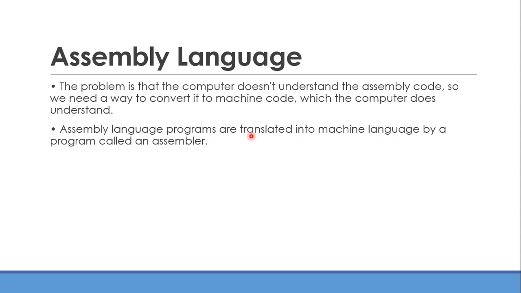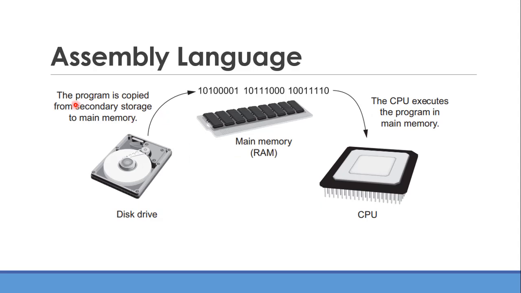Assembly language programs are translated into machine language by a program called an assembler. A program is copied from secondary storage to main memory. Let's say for instance a disk drive, whose values become your input in main memory as digital binary digits. The CPU executes the program in main memory. So this is what it reads and executes: input, process, output.